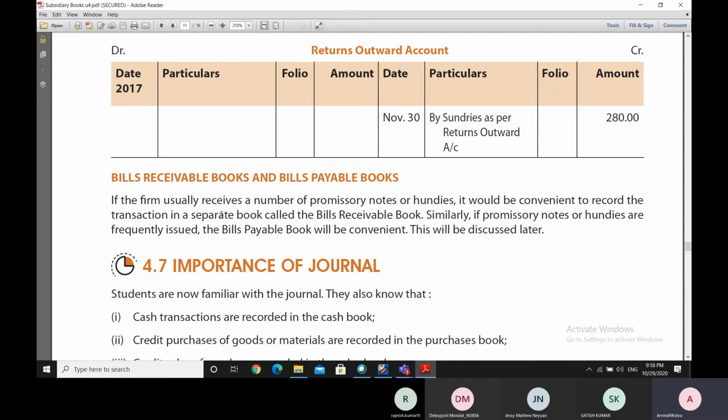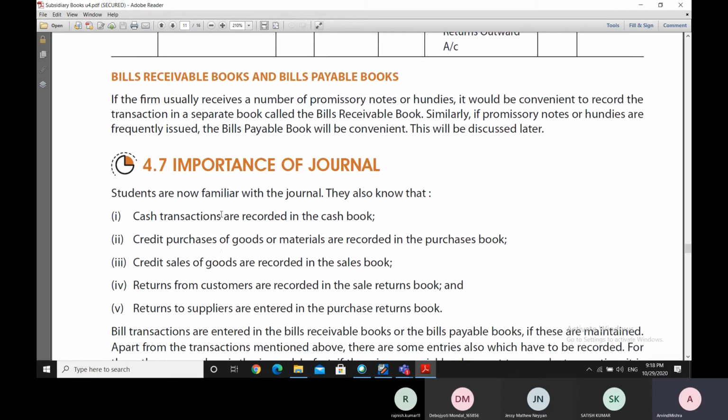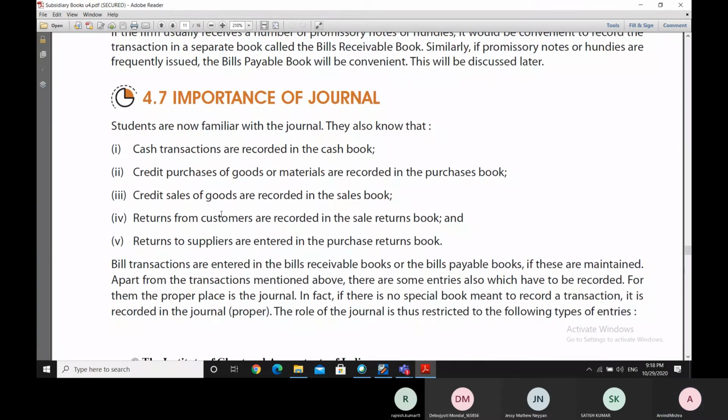So what do we get from all this discussion? Number one, if we were to understand the importance of a journal, we have already mentioned that all these purchase books, sale books, all the subsidiary books can be called a journal also, where entries are being made, and they are specialized books in nature.